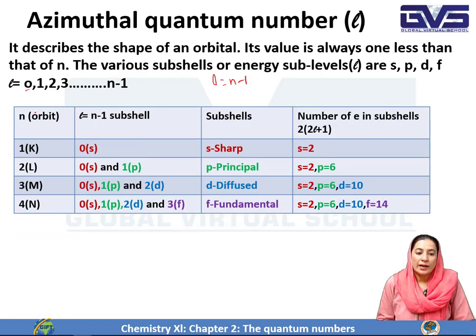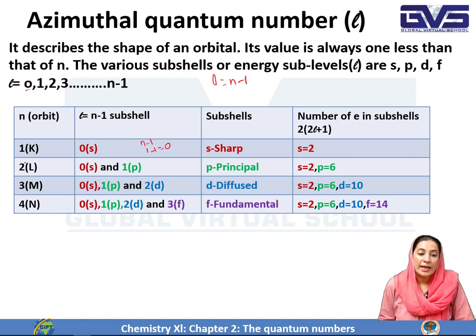This is the table. I am relating the previous table of the previous quantum number with the new quantum number. When the principal quantum number is 1, that is the K shell, then the l value will be n minus 1, so 1 minus 1 equals 0. When this is 0, it is given the name s subshell. When the value of l is 0, it is the s subshell, and the letter s stands for sharp.